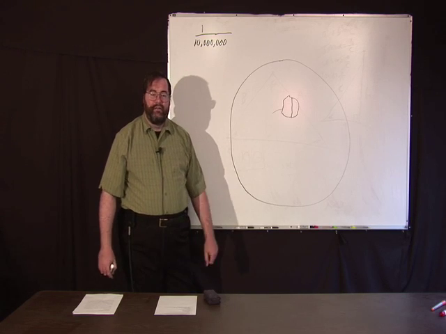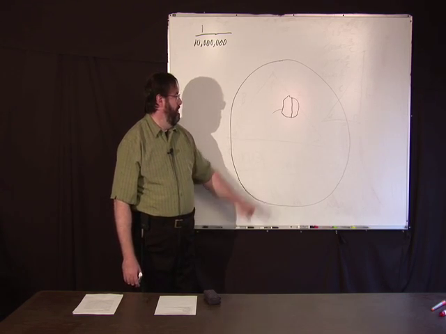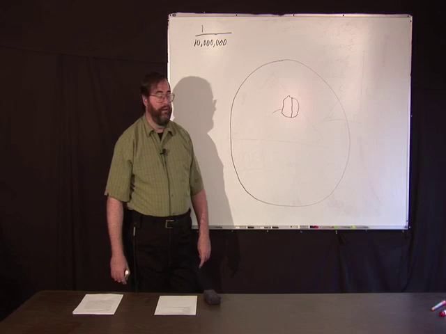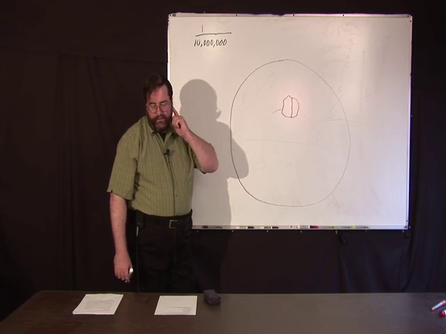Well, how did they do that? Well, they couldn't just run a ruler across the ground. That wouldn't work very well. Wouldn't be very accurate either. So what did they use?